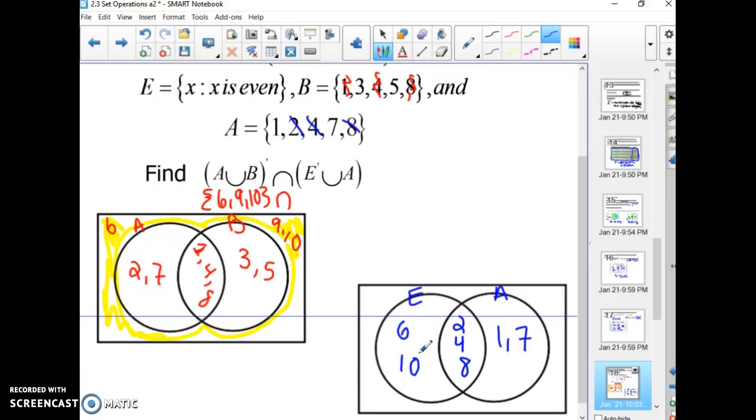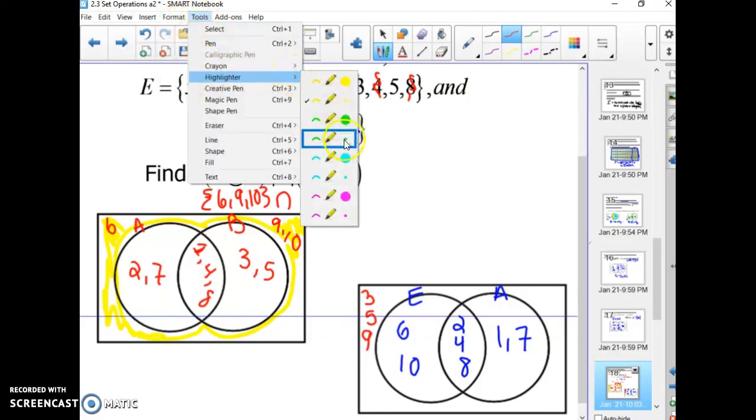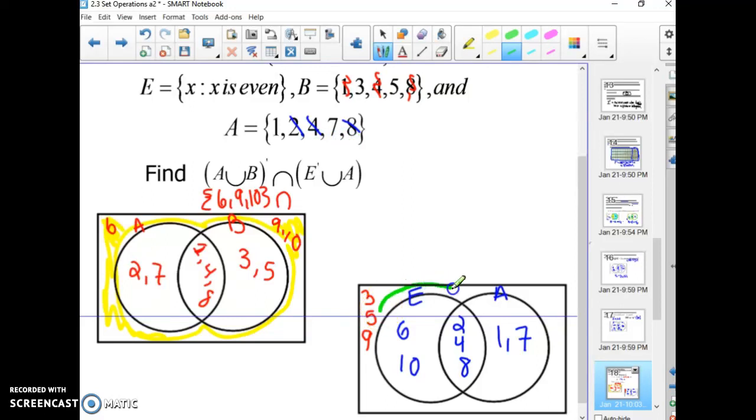Then I have to get everything on the outside because it's E complement. So let's think through what should go on the outside: 1, 3, 5, 7, 9. So that's everything on the outside. I need E complement union A. E complement is everything on the outside of E. So I'm going to go back to my highlighter.